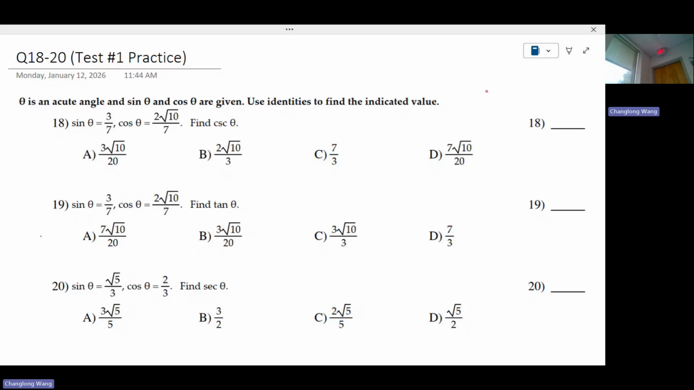What do you guys pick? Good. Yes, it's letter B. So I guess that the secant and cosine are reciprocals of each other.